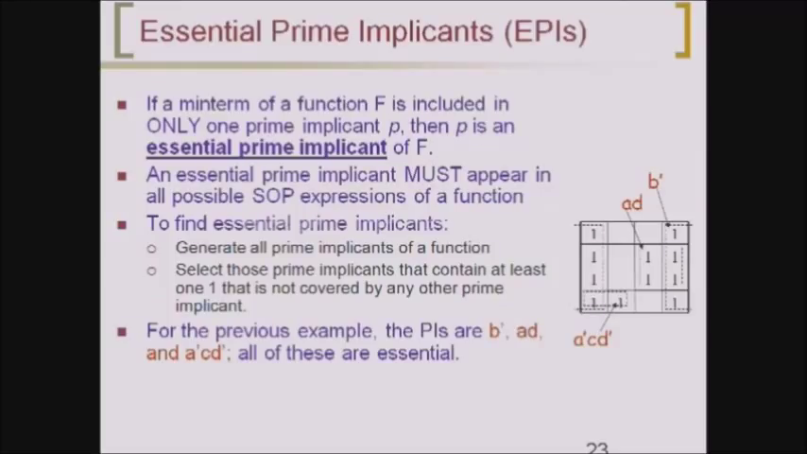Now what is an essential prime implicant? If a minterm of function f is included in only one prime implicant p, then p is an essential prime implicant of f. As I already told you, if a prime implicant is not covered by any of the other prime implicants, then we can call that particular PI an essential prime implicant. An essential prime implicant must appear in all possible SOP expressions of a function. To find essential prime implicants, generate all prime implicants of a function. So initially we have to generate all the prime implicants, then select those prime implicants that contain at least one minterm that is not covered by any other prime implicant.